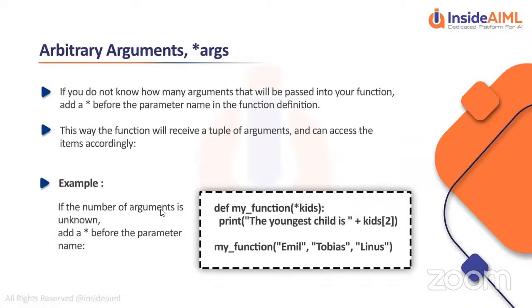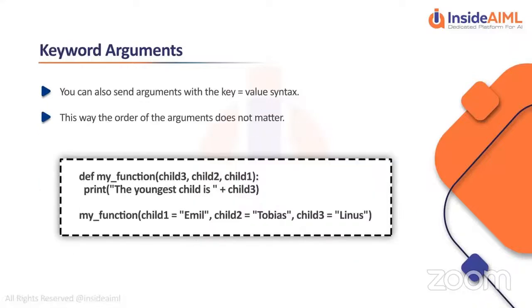In the arbitrary argument, you can see that if we change the position, then the output will also change. What if I just switch these arguments? For example, I switch Emil here and Linus here. In that case, the youngest child will become Emil. So this is nothing but the positional argument that we are talking about. So args, arbitrary arguments, entertain positional arguments, whereas arbitrary keyword arguments entertain keyword arguments.